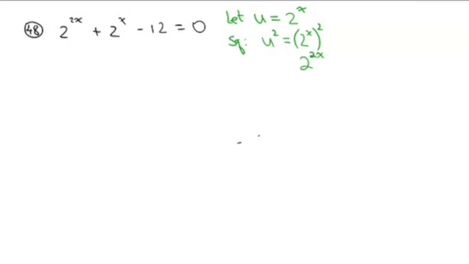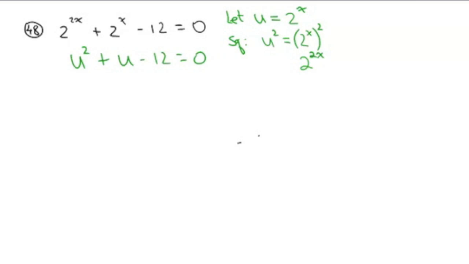Now, the reason this works is because after you square it, it becomes the first term. So then it can be u squared, plus this gets replaced with u. That's what we chose. Minus 12 is equal to 0.